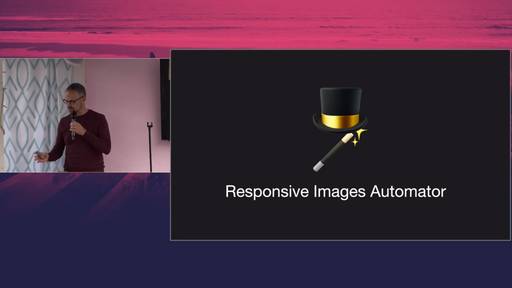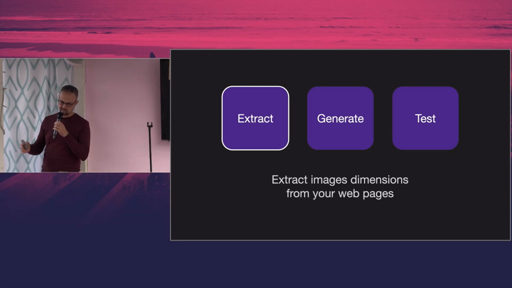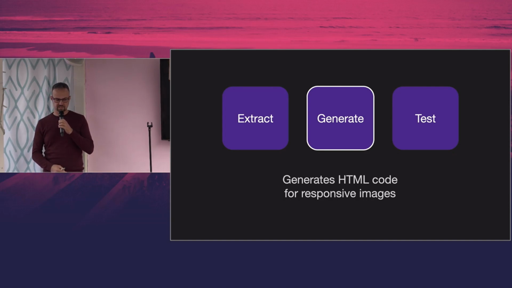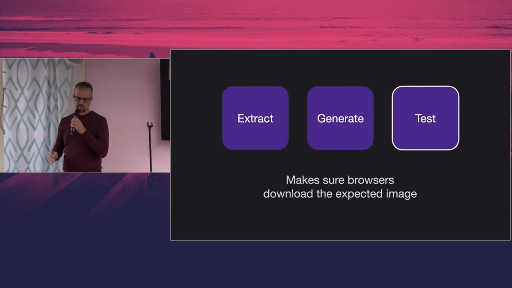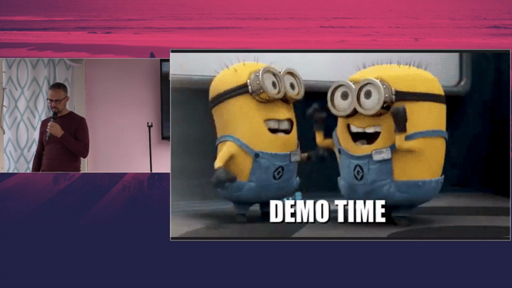So meet now the responsive images automator, which is the tool I've built, based on Node.js and Puppeteer. It runs the browser and makes some measurements and testing using Puppeteer. Puppeteer is a commander for Chrome. What it does is 3 things: it extracts the image dimensions from your web pages, it generates the HTML code for responsive images, and it tests, making sure the browser downloads the image you were expecting. It's now time for the demo, finally.